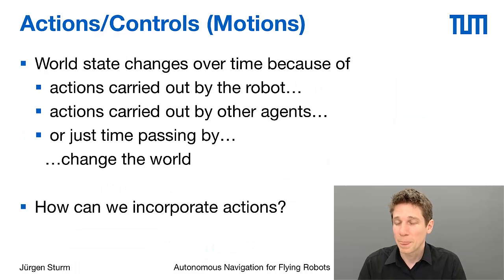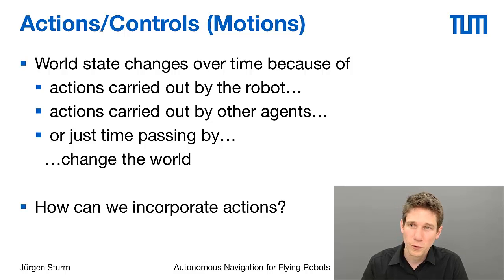And now the second part, as we said in the beginning, or the second source of information that we have, are our actions and controls that we give to the motors. And those actions, of course, also lead to changes in the world state. For example, if we fly forward, then obviously the position of the Quadrotor changes, and the position is most likely part of our world state that we try to model.